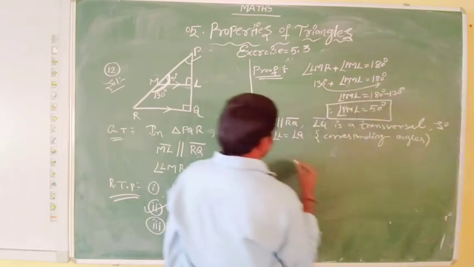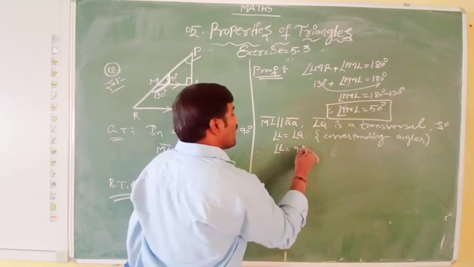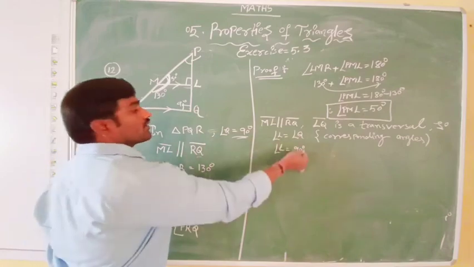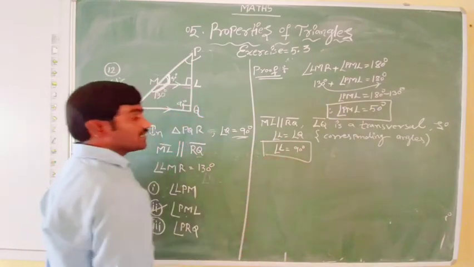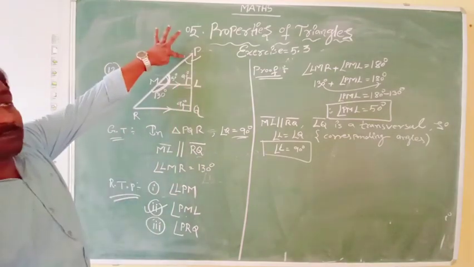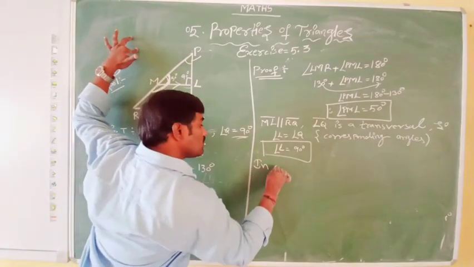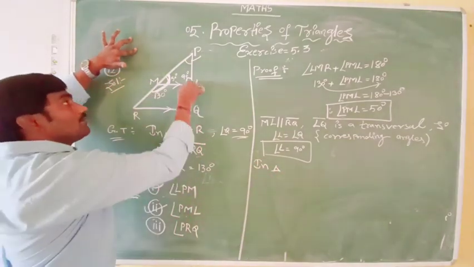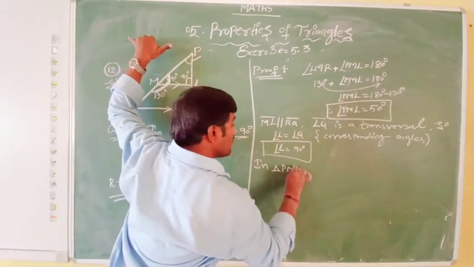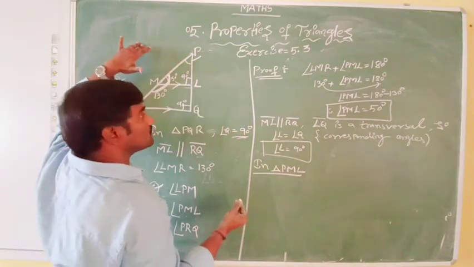So we get angle L equal to angle Q, that is already given. Angle Q is 90 degrees here. So angle Q equal to angle L is also 90 degrees. So here we got 90 degrees. Now we can find angle P. Angle P we can find in this triangle, the triangle LPM. In triangle PML, the sum of these three angles equals 180 degrees.